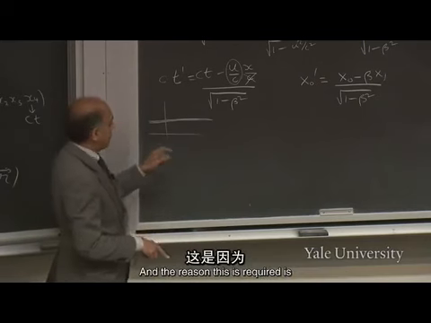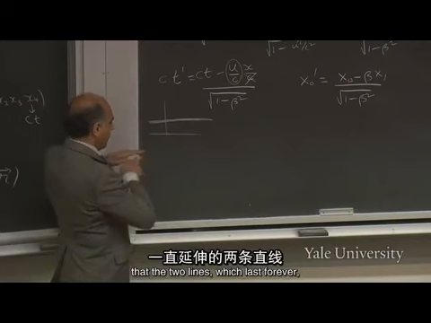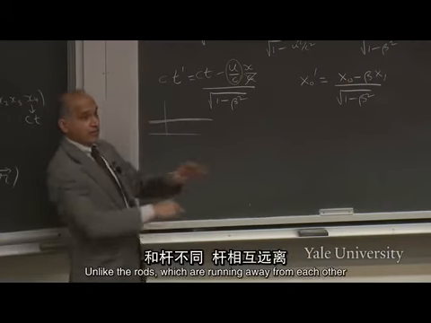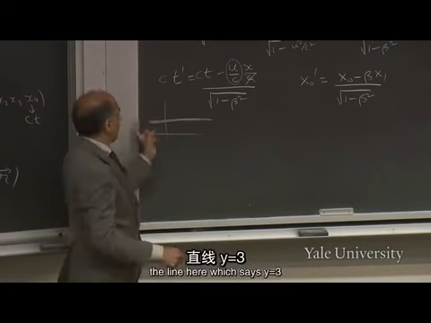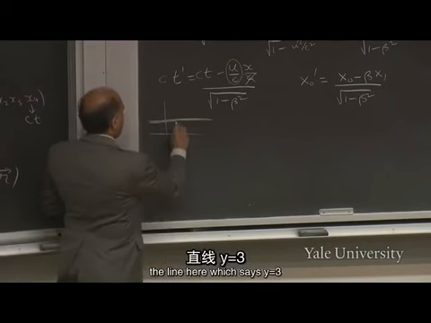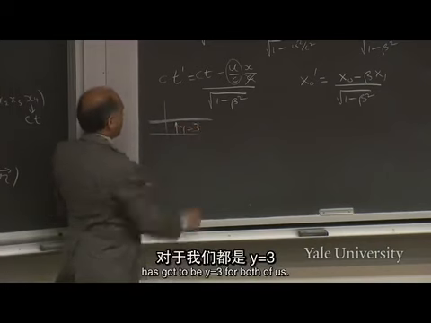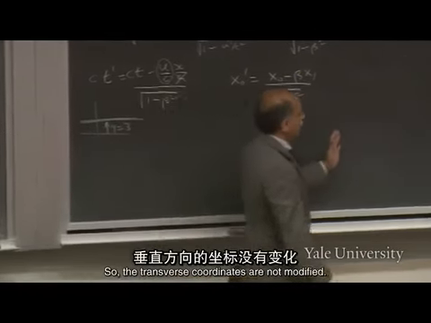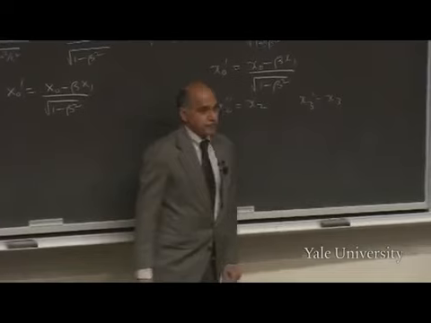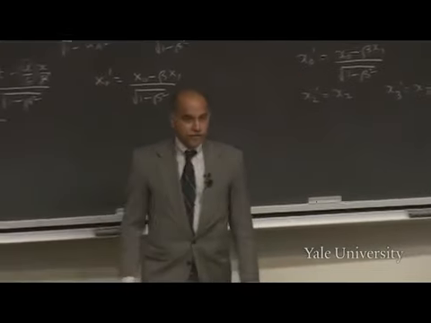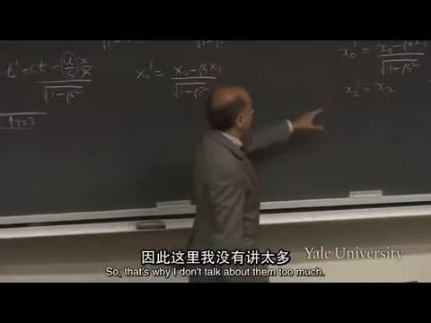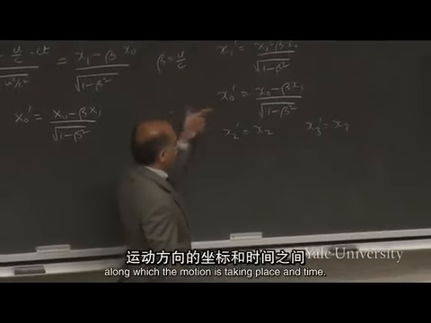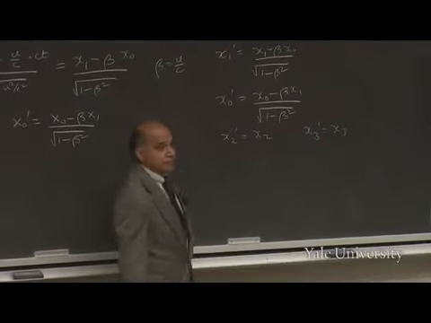And the reason this is required is that the two lines, which last forever, can be compared anywhere you like. Unlike rods, which are running away from each other and cannot be compared, the line here, which says y equal to 3, has got to be y equal to 3 for both of us. So the transverse coordinates are not modified. Okay, so that's why I don't talk about them too much. All the interesting action is between any one coordinate along which motion is taking place and time.